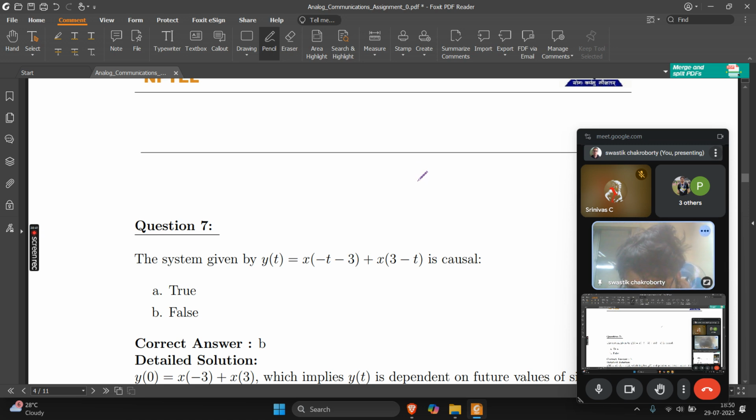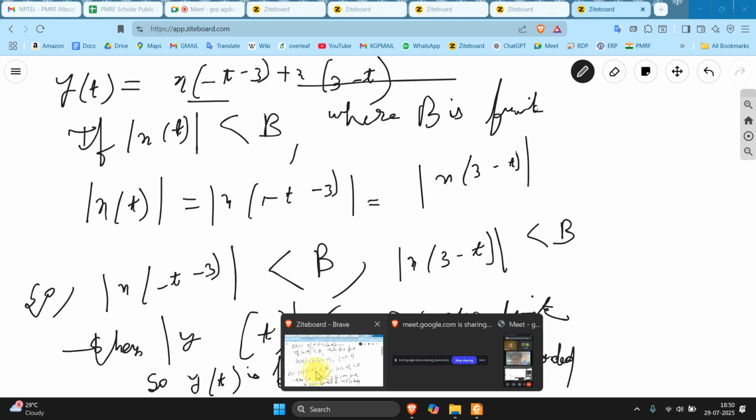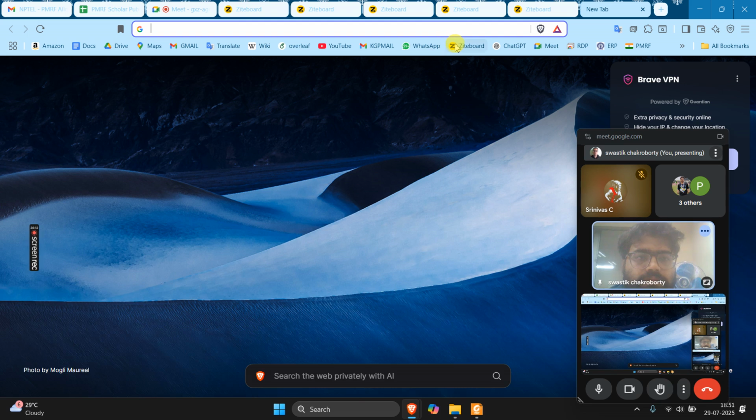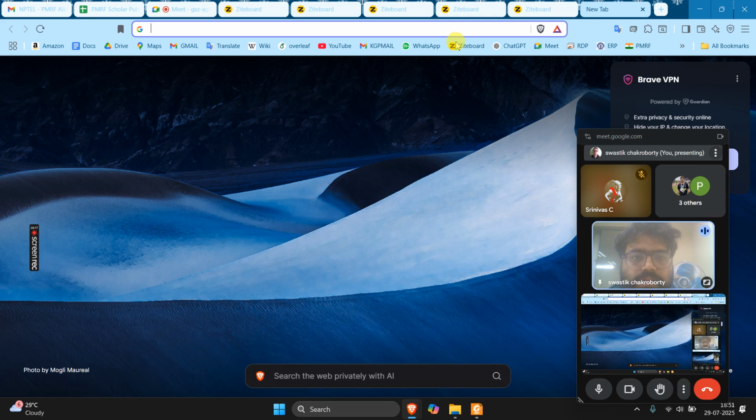Now for a system, causality means that it should not depend on the future values. Future value means if y of 0 is dependent on x of minus 3, then that is not causal, because it depends on what will happen 3 steps ahead. You have to advance the signal to know the result. That is not feasible. So here in this system, x of t minus 3 plus x of 3 minus t.